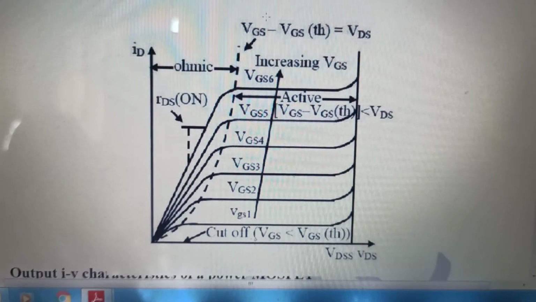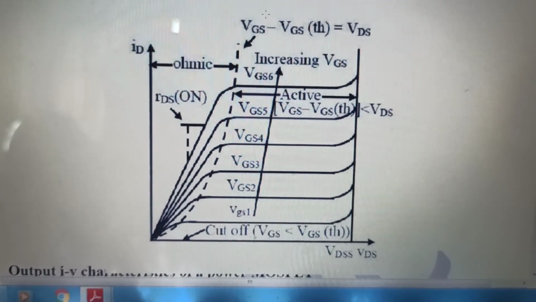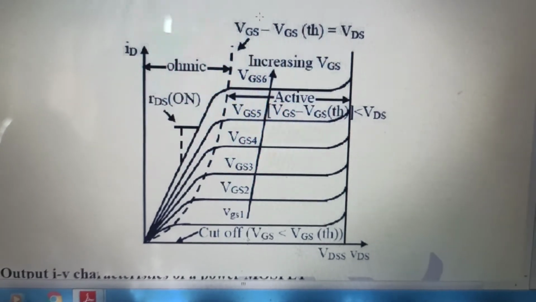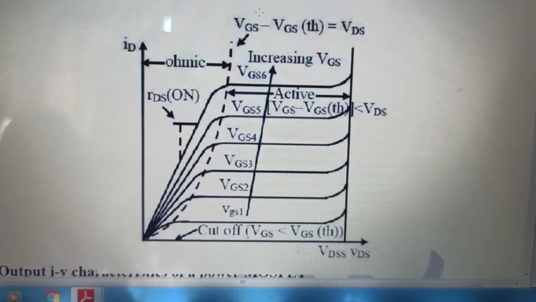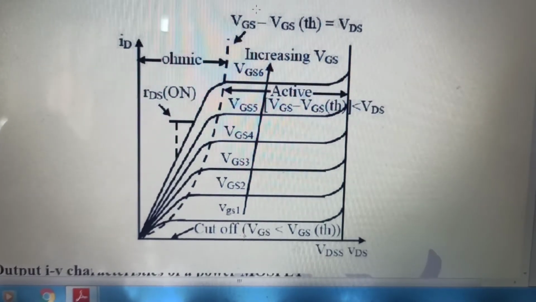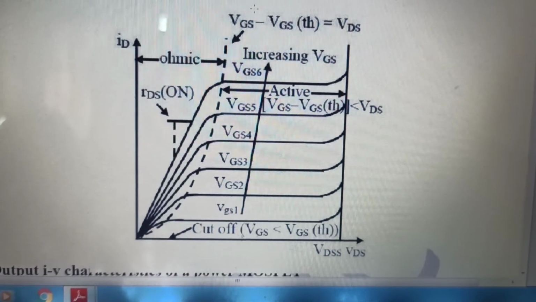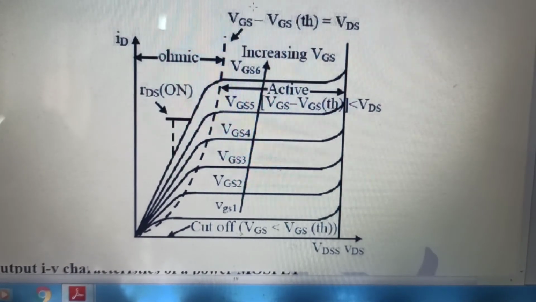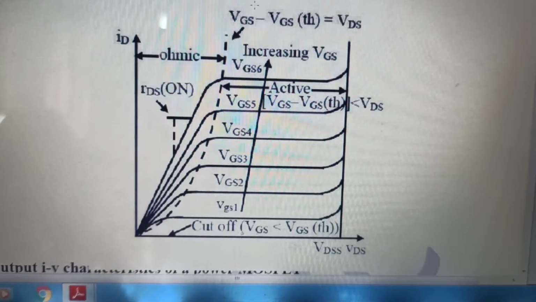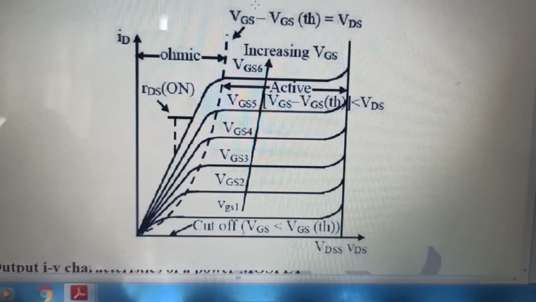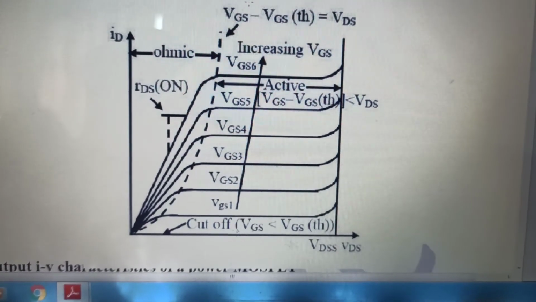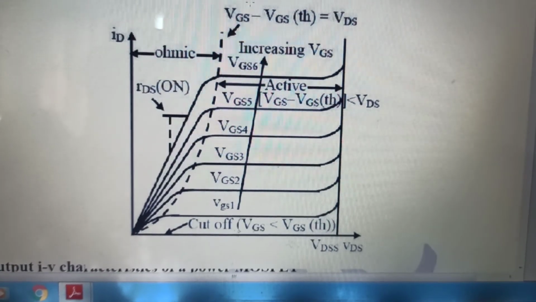After that, as we move from the ohmic region into the active region, as VDS is increased further, due to the increase in the drain source voltage, the drain current doesn't alter much. It is not going to vary too much. So it will be a straight line as shown here. All the IDs, 1, 2, 3, are straight lines.